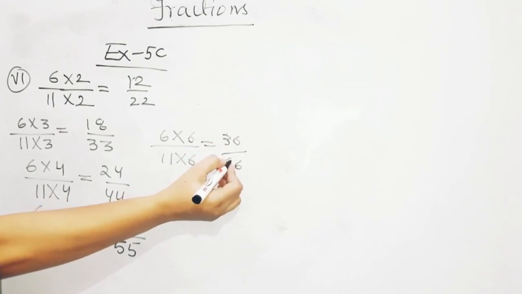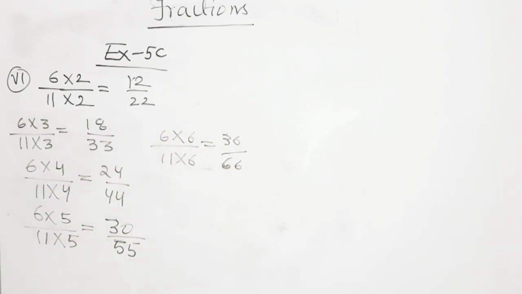6. So I hope now 5 fractions are completed. 1, 2, 3, 4, 5. Right, so the first one is 12 upon 22, then 18 upon 33, 24 upon 44, 30 upon 55, and the last one is 36 upon 66. I hope you must have understood, students.